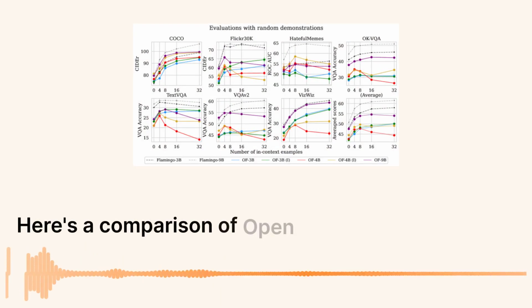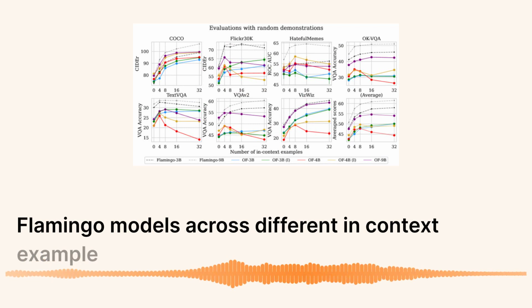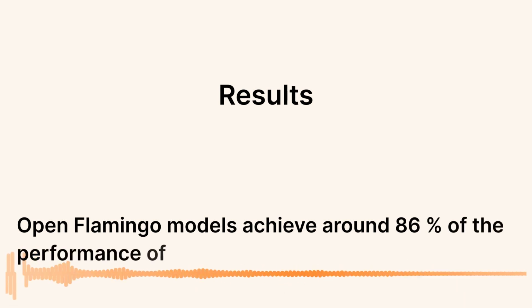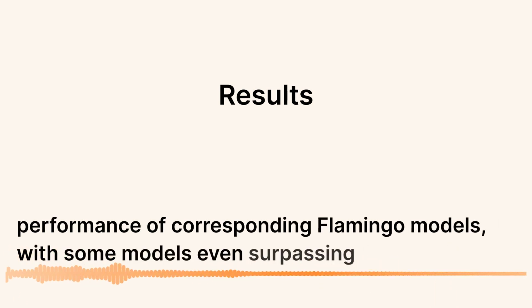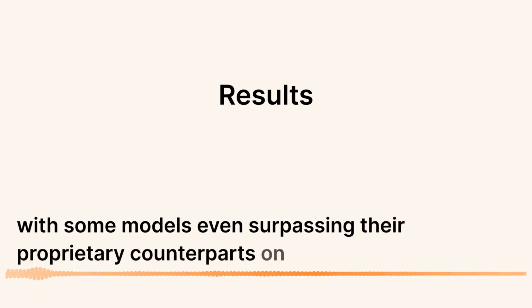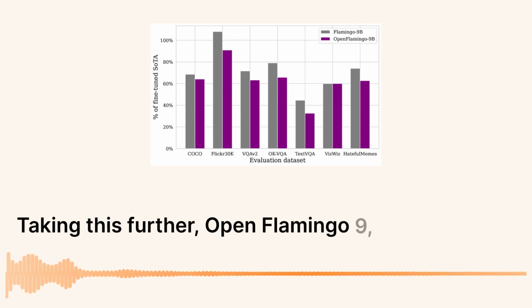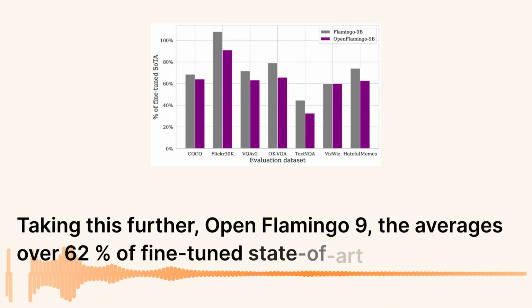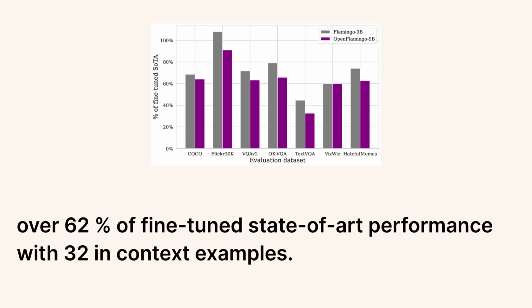Here's a comparison of OpenFlamingo and Flamingo models across different in-context example settings. OpenFlamingo models achieve around 86% of the performance of corresponding Flamingo models, with some models even surpassing their proprietary counterparts on certain tasks. Taking this further, OpenFlamingo averages over 62% of fine-tuned state-of-the-art performance with 32 in-context examples.